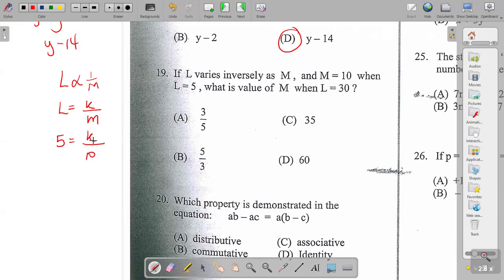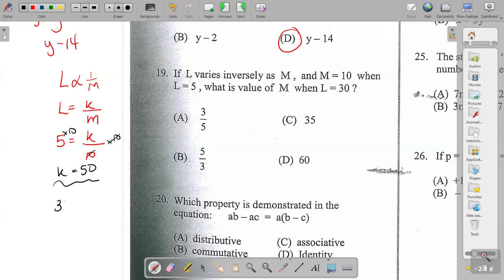All right, so obviously we have to find what K is. Because K is in the numerator, we multiply to get rid of 10. We multiply by 10 on both sides. So that means cancel, so K is equal to 50. Once we know K, we can find anything else. So they ask, what is the value of M when L is 30?